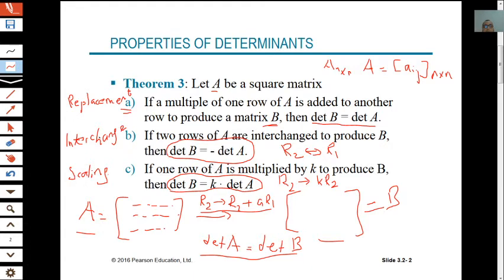Namely, in this theorem we understand that if we apply replacement, we have the same determinant. If we apply interchange, the determinant will change, namely it will be the negative of the determinant of the previous one. If we apply scaling, namely if we multiply a row by a number k, the determinant of the new matrix will be k times the determinant of the previous one. Okay. And we use row operations for finding the determinant of a matrix easily.